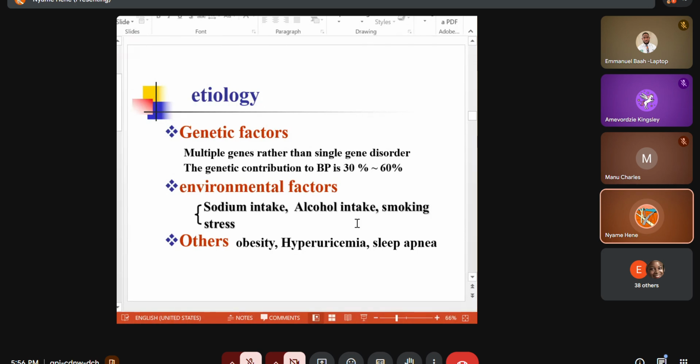So multiple genes rather than a single gene disorder. The genetic contribution to BP is 30% to 60%. So family history of BP can cause you to have BP. Your parents had it, the chance of you having it is high. It doesn't mean that you get it. It's a probability. So if you are able to check yourself very well, you don't get it.